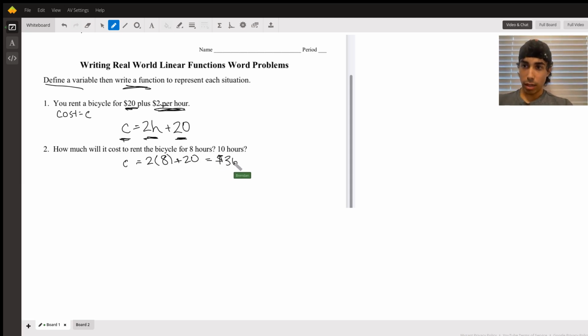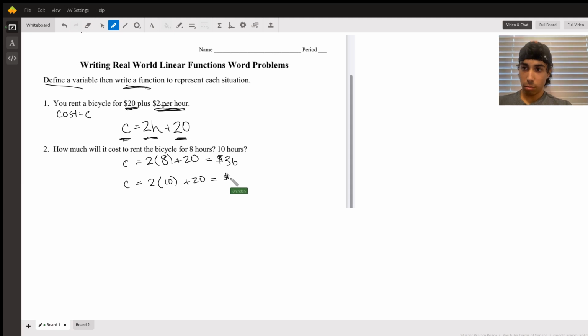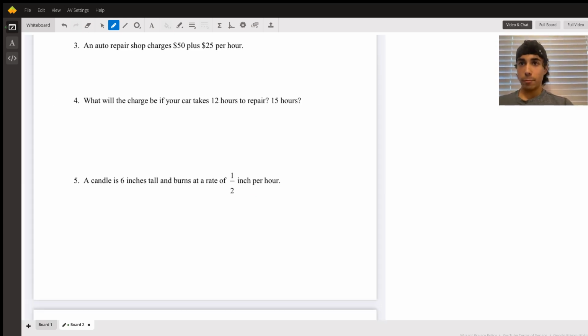And in the same way, if I want to rent for 10 hours, I'm going to plug in a 10 for H. And that is going to be 2 times 10 is 20, plus another 20 is $40. All right, hopefully that's making sense now a little bit.